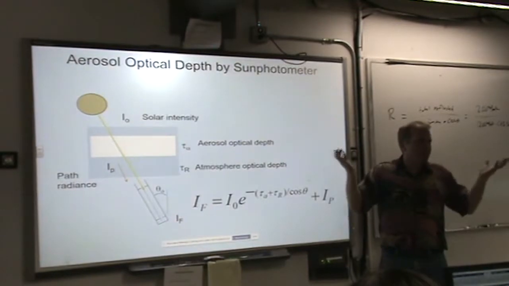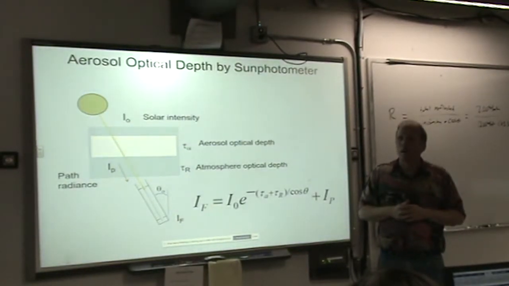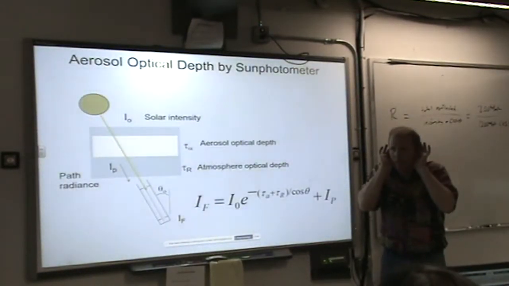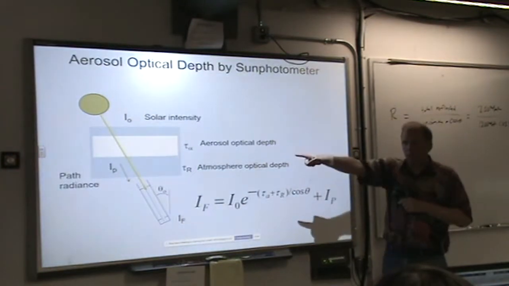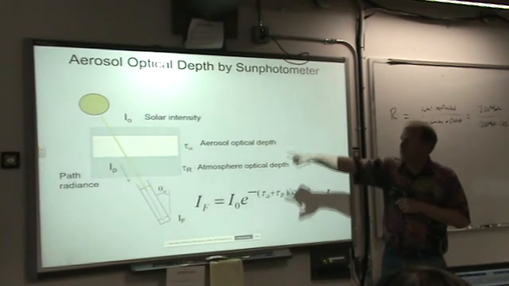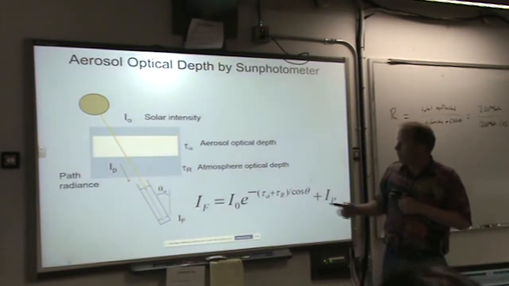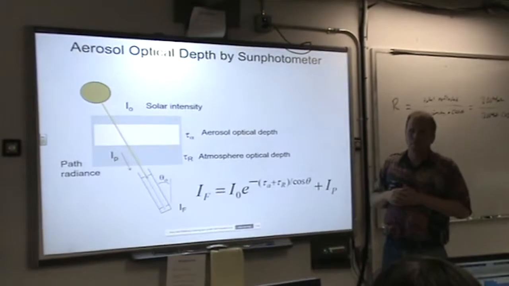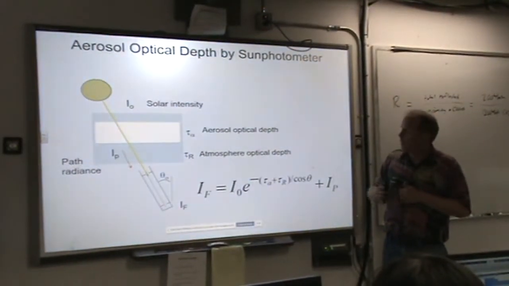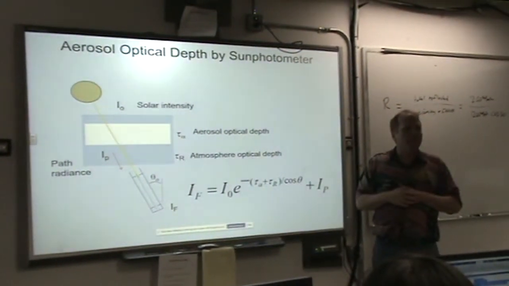How do you get the path radiance? Path radiance is what we just talked about. Now this is in a different direction. So we're going to assume that we just know how to do that based on what we've done before. Okay? And that's how we get aerosol optical depth.